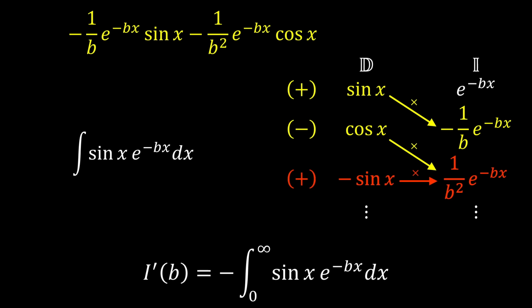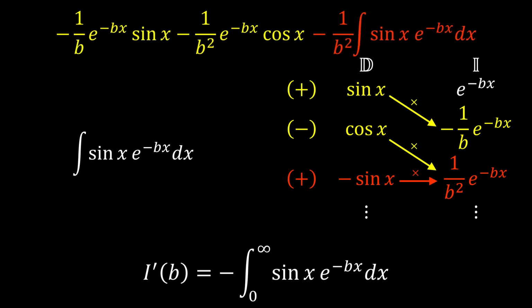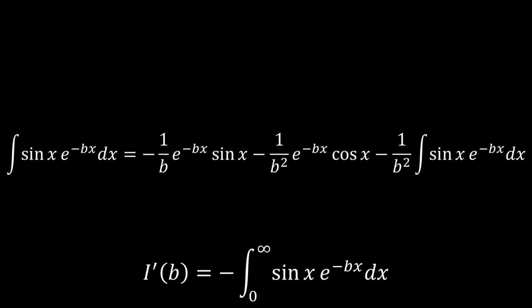However, if we were to carry out the multiplication in the horizontal direction, the resulting product must exist within an integral rather than having no integral present like the first two terms. We now have this expression which is supposed to represent the indefinite integral of interest, the integral of sine of x times e to the negative bx. The problem is, we have seemed to express this in terms of another new integral.